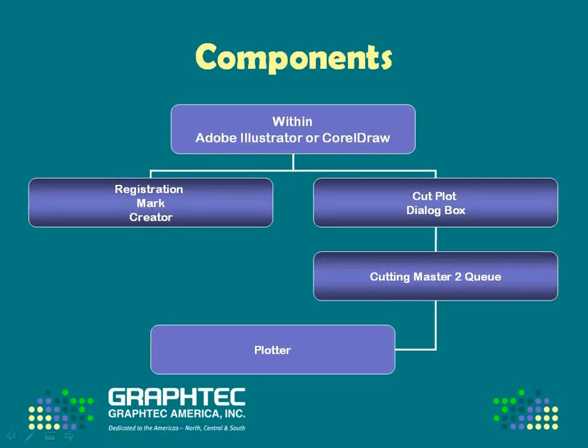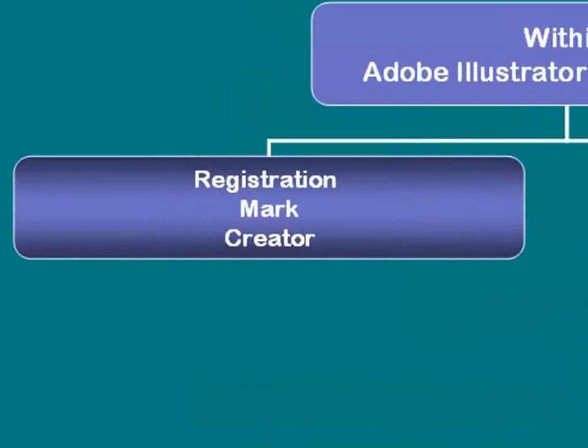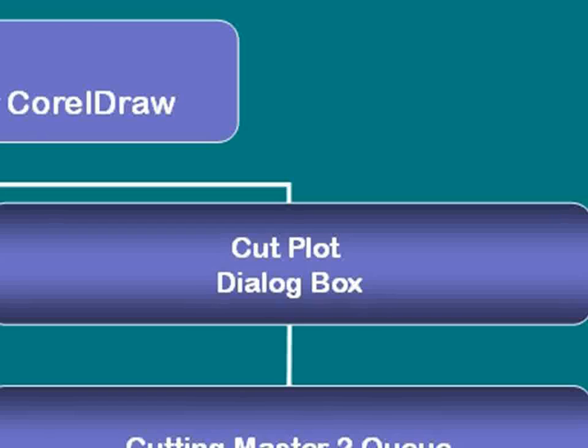Now that we've got the software installed, one of the things I wanted to show you is just the components of Cutting Master 2. You notice here that within Adobe Illustrator or CorelDRAW there are two choices you have within the software. You have Registration Mark Creator, which creates registration marks right within your drawing. And then the other is the Cut Plot dialog box, and that's the actual Cutting Master 2 main dialog box to output to the cutter.